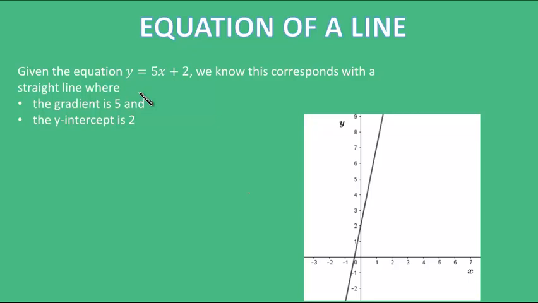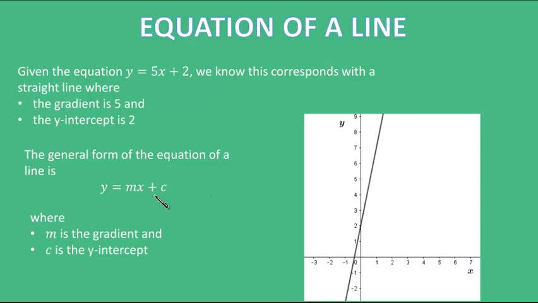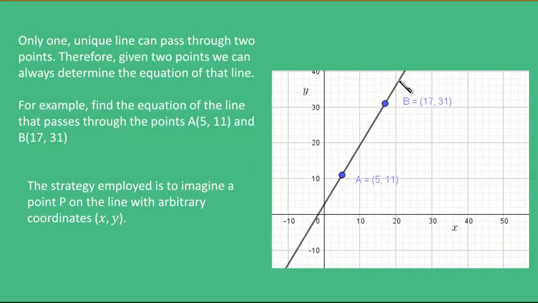So, by way of review, let's take a look at this equation here, y equals 5x plus 2. What this is telling us is that we have a line whose gradient is 5 and which cuts the y-axis at 2. So the y-intercept is 2 and the gradient is 5. The general form of linear equations is y equals mx plus c, where m is the gradient and c is the y-intercept. Only one unique line can pass through two given points.